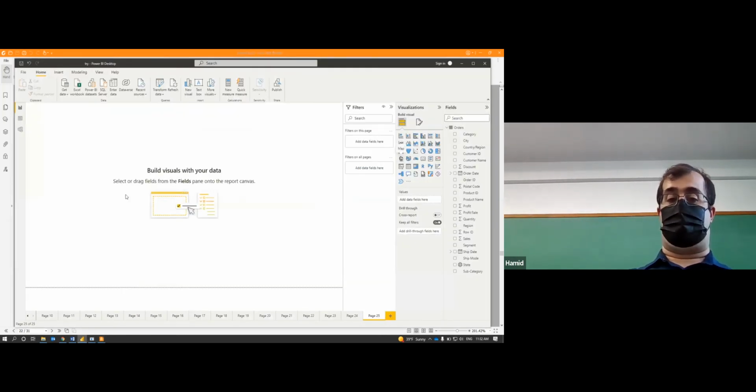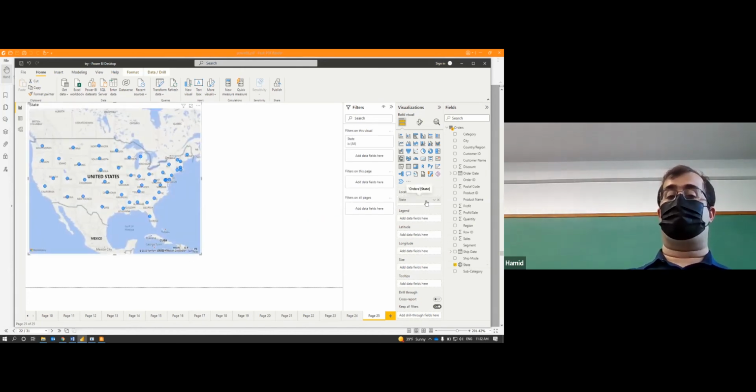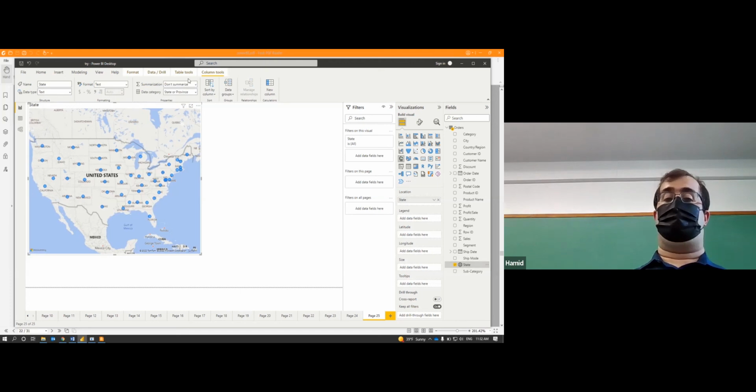So I click on map. Location is still a state. If it doesn't work, you remember how to convert a variable to a geographical unit. So you click on a state, under column tools, if it's under categories, maybe you can select a state or region. But maybe you don't have to. Sometimes that's totally fine.